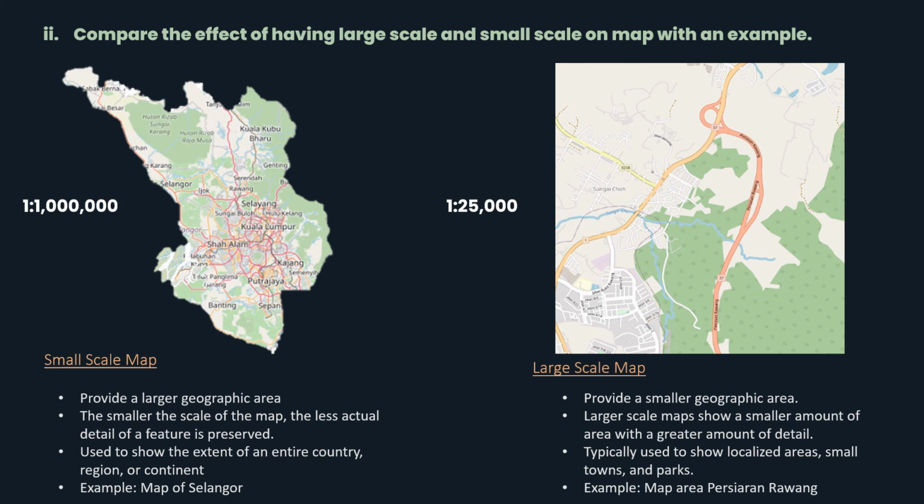Next, the large scale map. It provides a smaller geographic area. Large scale maps show a smaller amount of area with a greater amount of detail. They are typically used to show localized areas, small towns, and parks. For example, this is a map of the area of Persiaran Rawang.